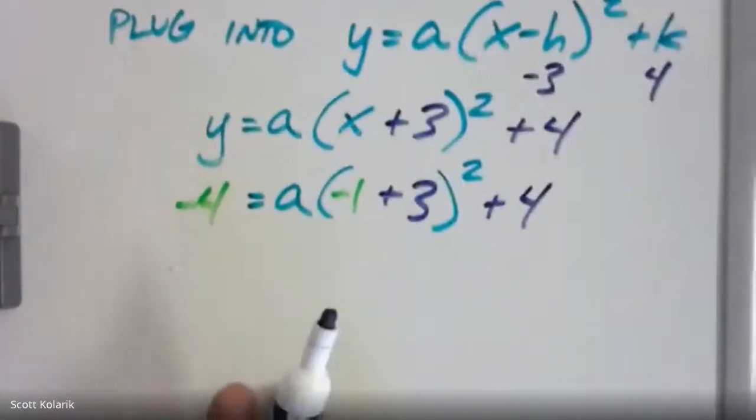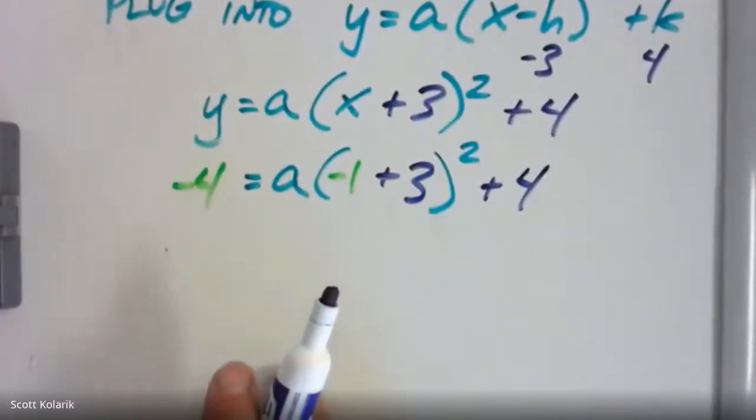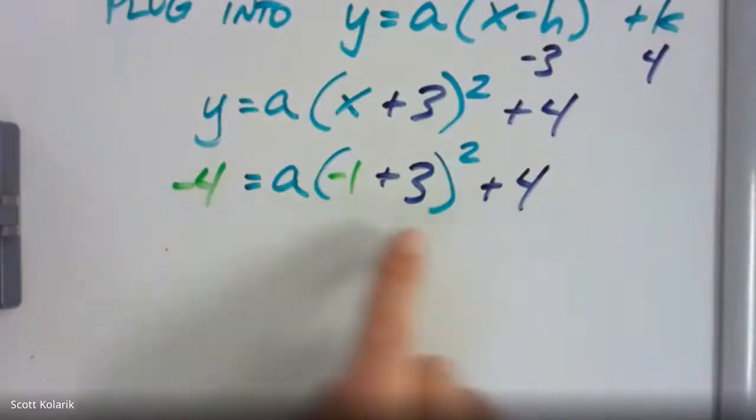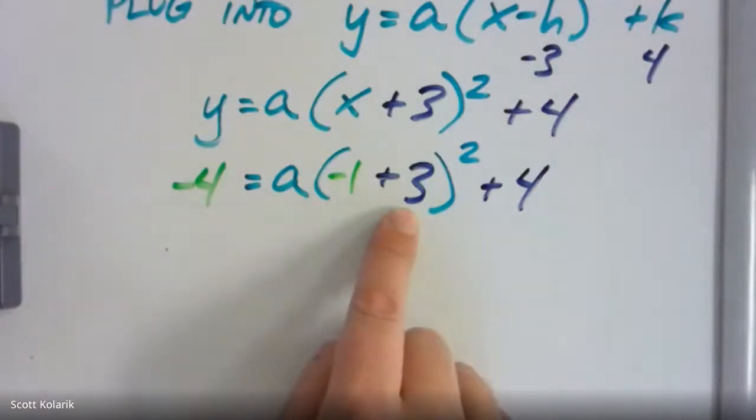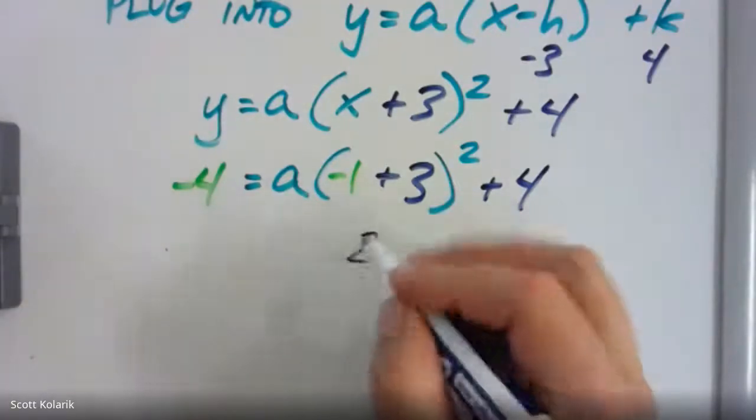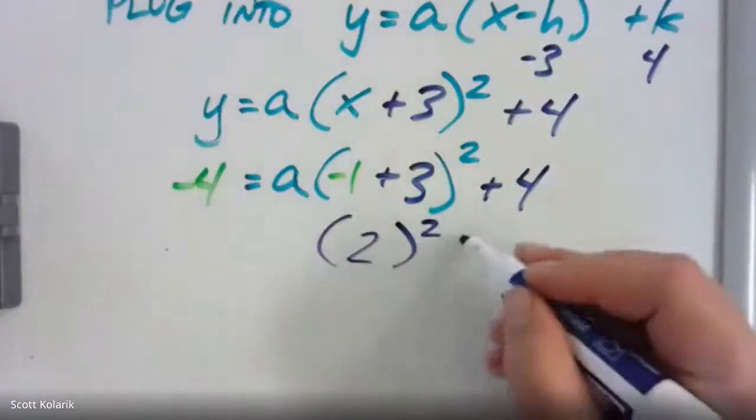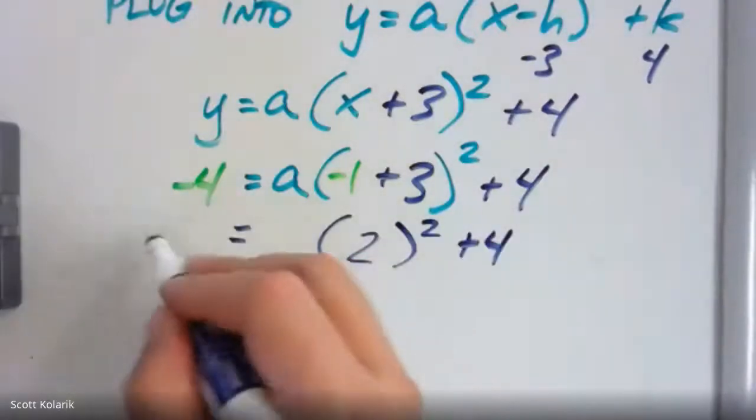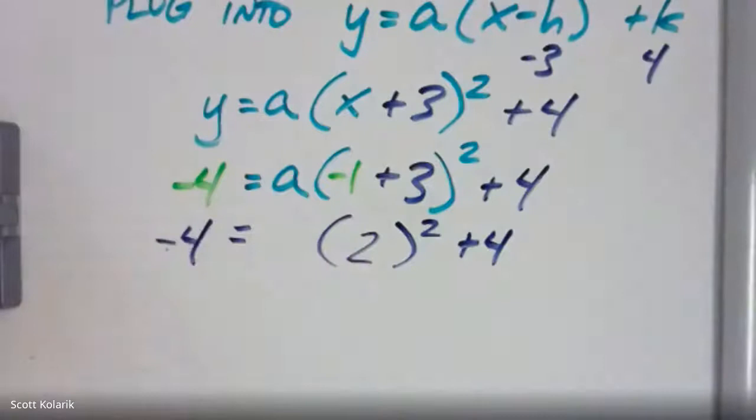As I said, this is the longest problem of the test, so it's not shocking that this is taking a while. But let's keep going. So now I just do the calculations. -1 plus 3 is the first thing I have to do because it's in the parentheses. -1 plus 3 is going to give me 2. That part's going to be squared, plus 4. -4 is still on the opposite side. The piece that I'm still solving for is a.